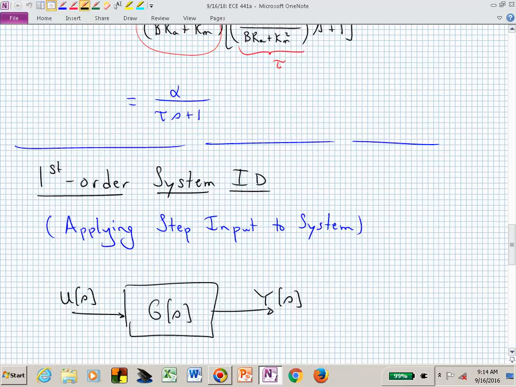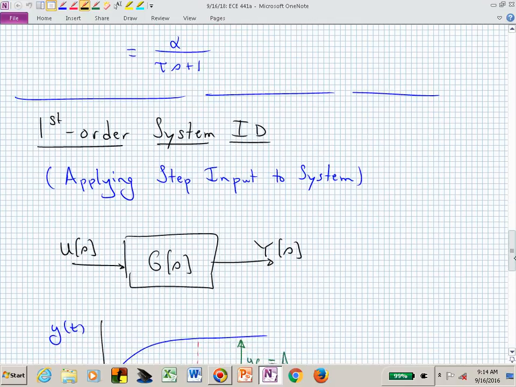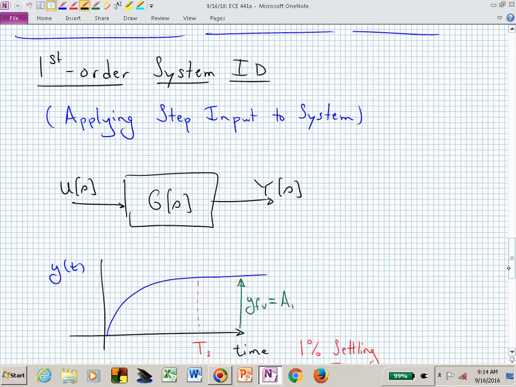If you can find the time constant and the DC gain of a first order system, you have a transfer function description of that system, whether it's a thermal system, whether it's an electrical system, whether it's a mechanical system. You now have a way of describing it in the form of a transfer function. And that's what we had started with last time. We have a first order system and we want to identify it. System identification, and we're assuming that we're applying a step or a constant input to that system.